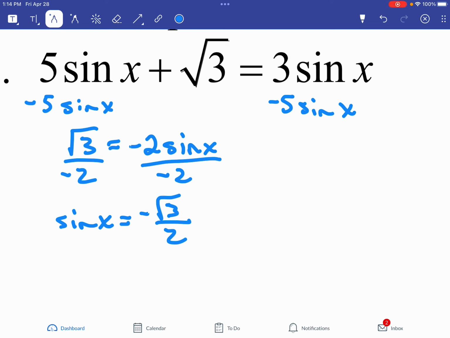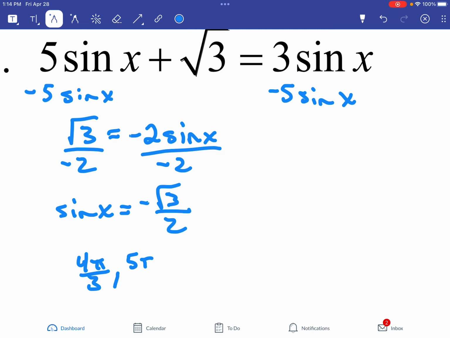Now to find all the places on the unit circle where the y value is negative root 3 over 2, there are 2 of them, at 4 pi over 3 and at 5 pi over 3.